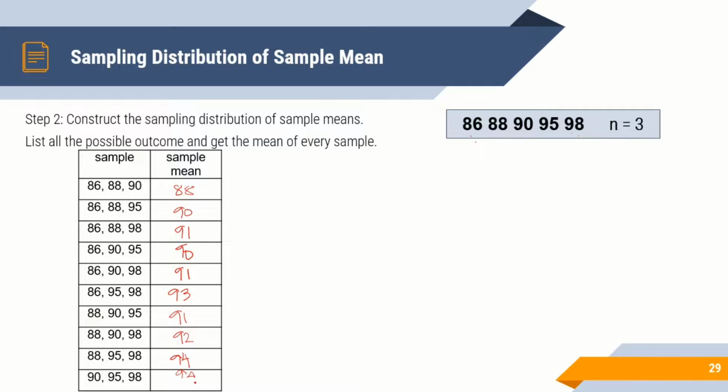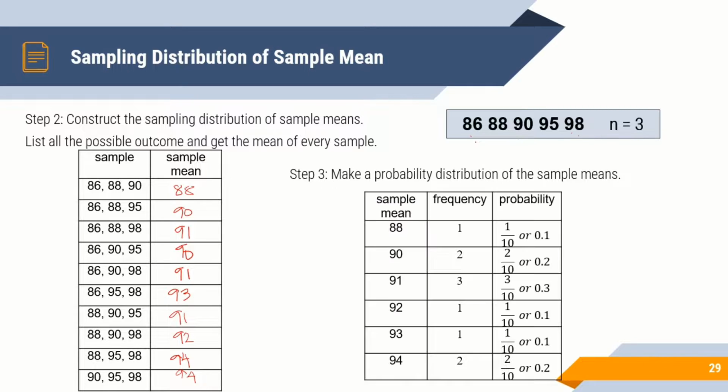Now for step 3, make a probability distribution of the sample means. So using the sample mean of every sample, we get the probability distribution of sample means. We can see in the sample mean that 88 appeared once, so the frequency would be 1 and the probability is 1 over 10 or 0.1.